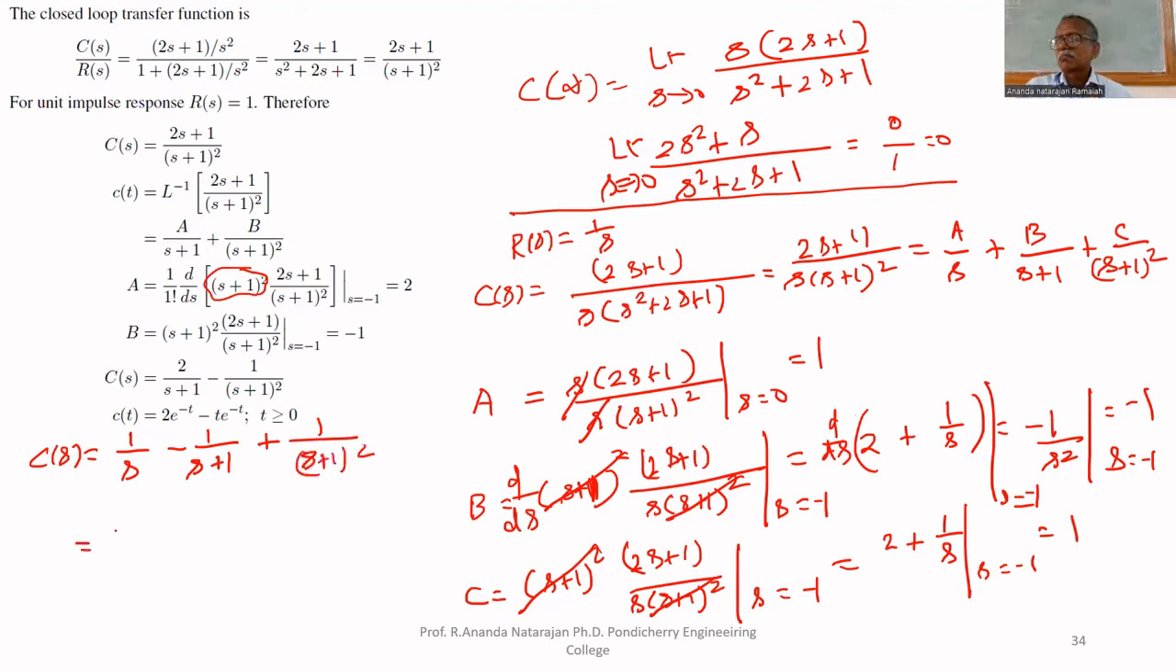If you take Laplace inverse, you will get C of t. C of t equal to 1 minus, this is what? e power minus t, a equal to 1, e power minus at, a equal to 1, plus t, because instead of s plus 1, it is s plus 1 whole square. That's why t multiplied by e power minus at. That's all.